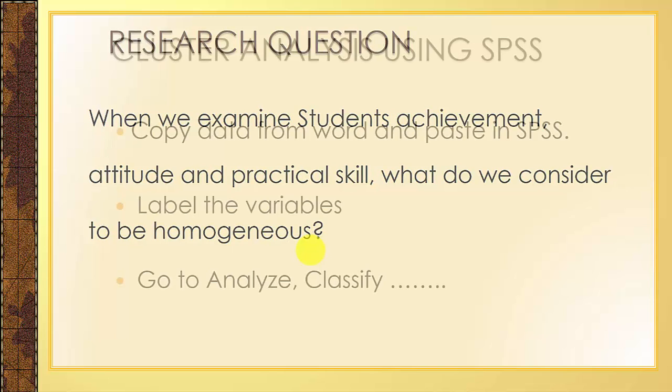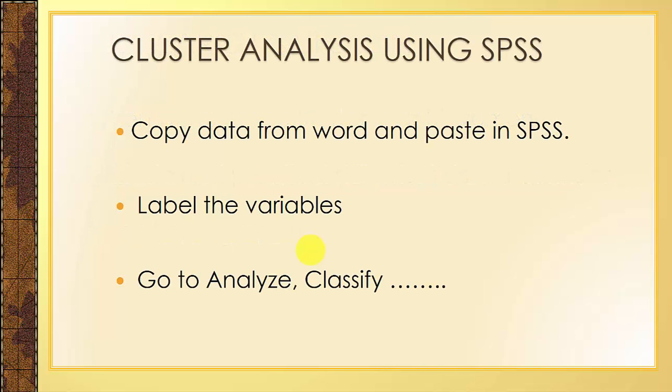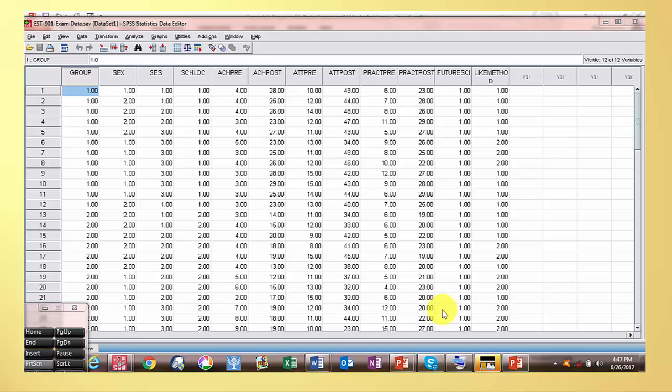Let's look at how we can analyze our data using SPSS. If you want to perform cluster analysis using SPSS, the first thing is to copy it from Word, whether you have keyed in your data in Word or you write directly in SPSS. Then label them. After labeling, you move to analyze. From analyze, you move to classify. From classify, you go to the next direction. Yes, this is what we have in our SPSS.